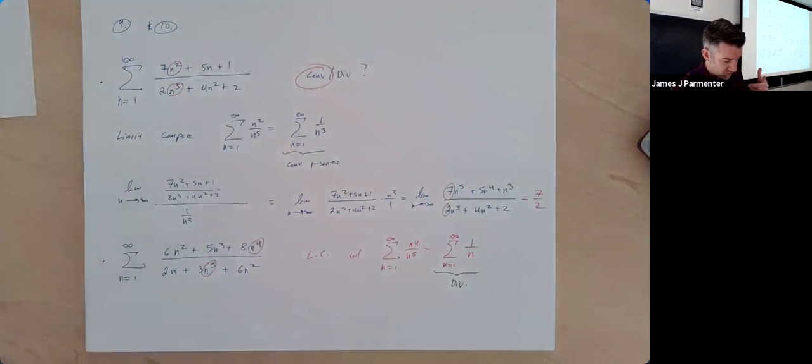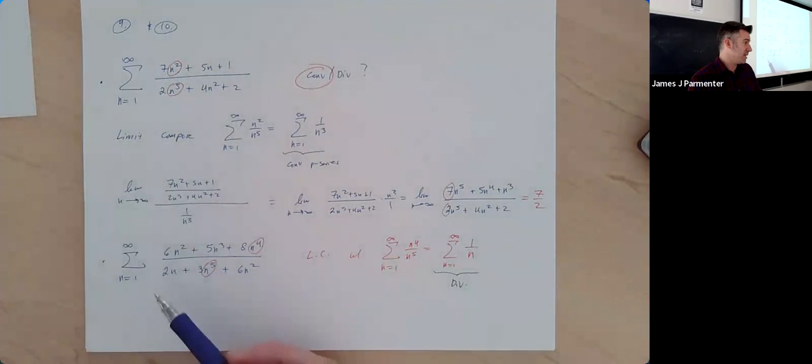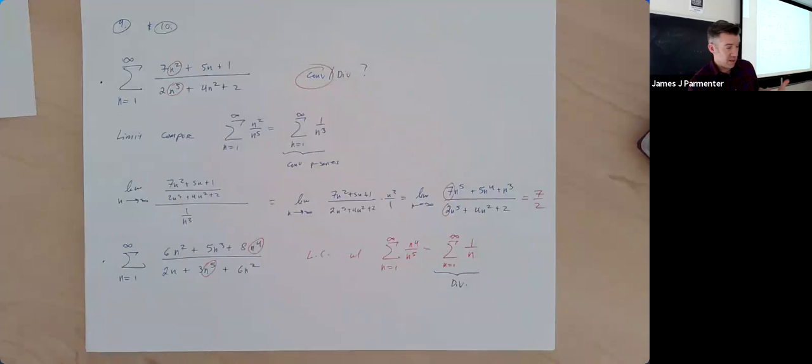Now I should tell you also that when you're dealing with rational functions like this, the limit comparison test is never inconclusive if you compare it to the right thing. Meaning if you just use the highest powers like what we're doing, you will always get a conclusive result, which is nice.